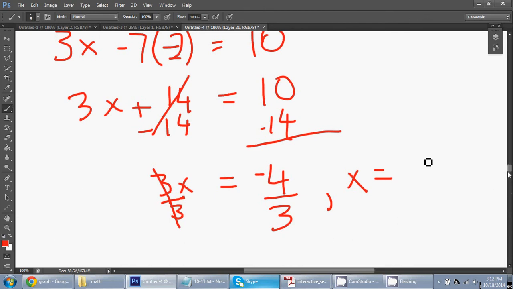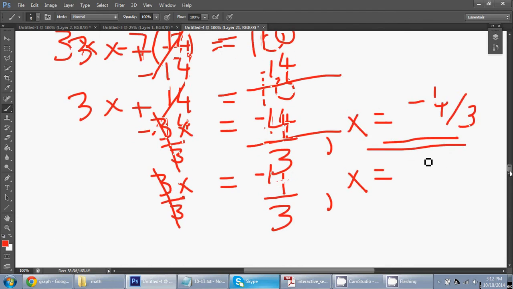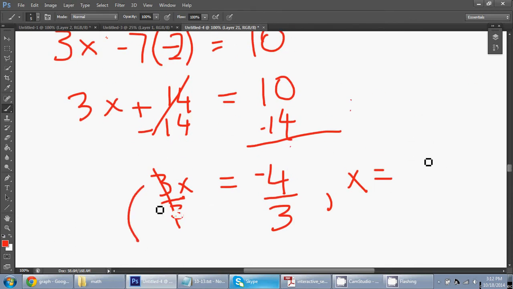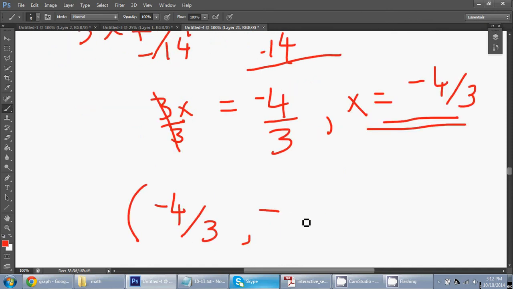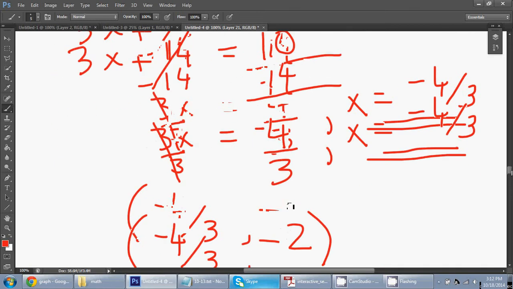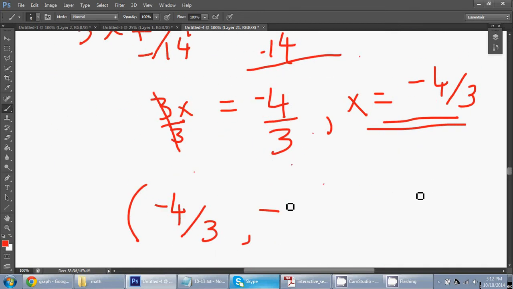So that means the solution to this, written as an ordered pair, is negative 4/3, negative 2. Because we found that y equals negative 2, and we found that x equals negative 4/3.